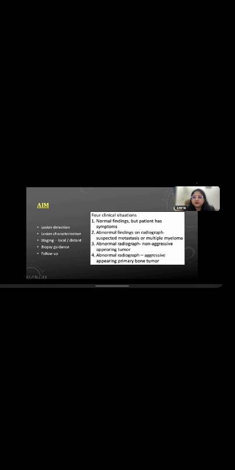If you are telling the patient that this is totally a benign thing and you need not do anything about it. So there are four clinical situations. The first is when it is a normal finding but the patient has symptoms. Second situation, when there can be abnormal findings on radiograph and there is suspected mets or multiple myeloma. Radiograph may be abnormal with a non-aggressive tumor, and radiograph may be abnormal with an aggressive appearing primary bone tumor.